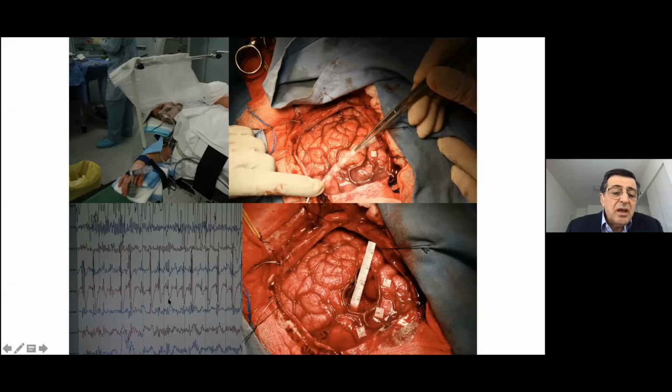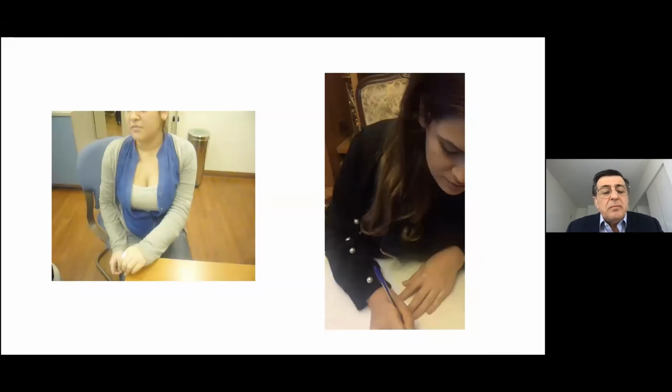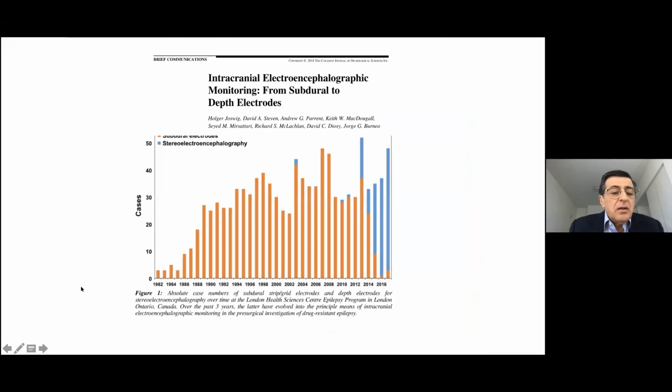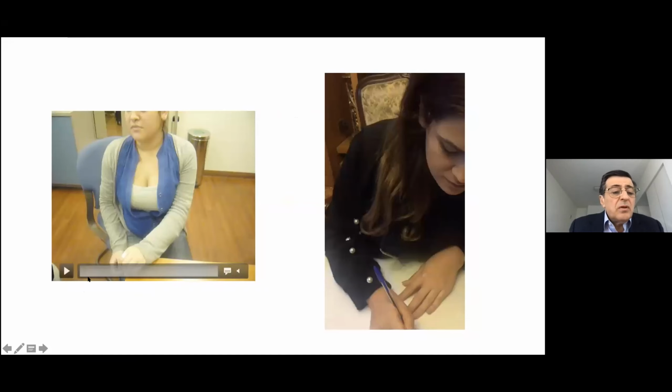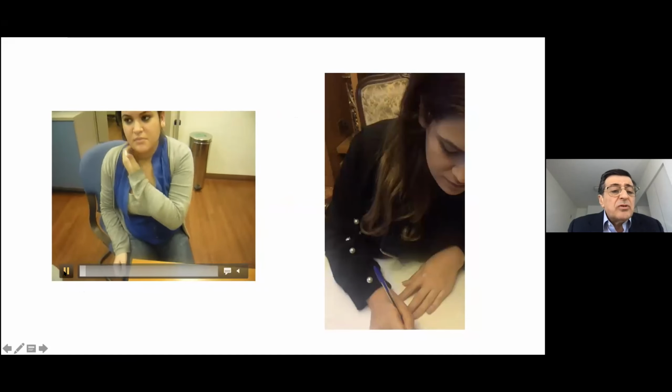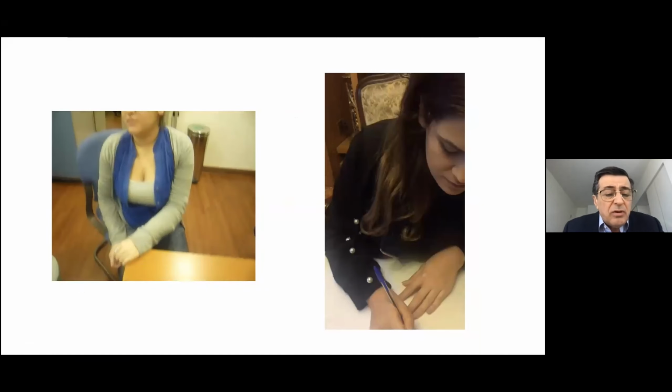This is the intraoperative EEG and the typical spikes of dysplastic brain. And this is a few months after surgery. You can see here the neglect of the right hand.